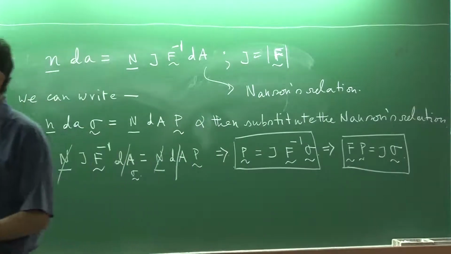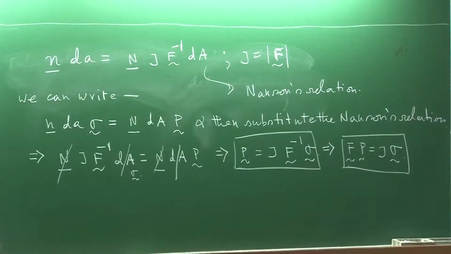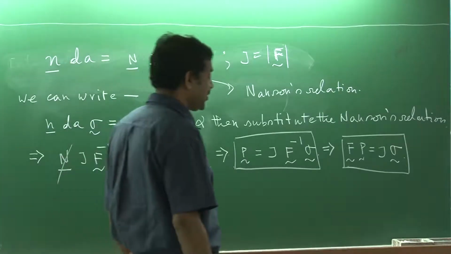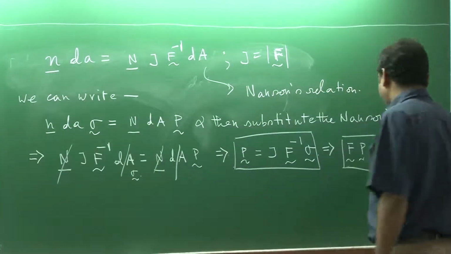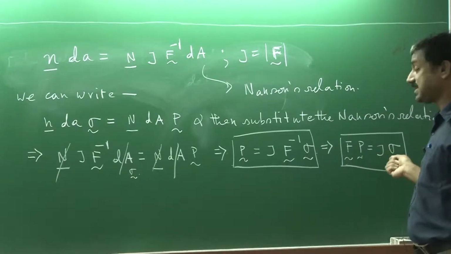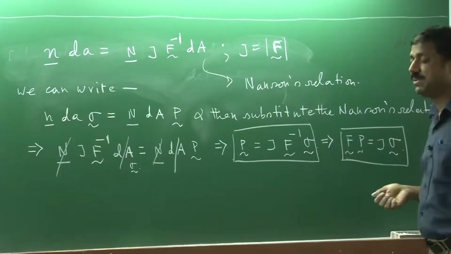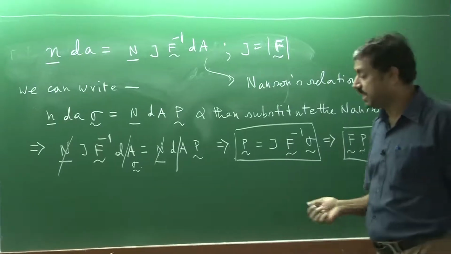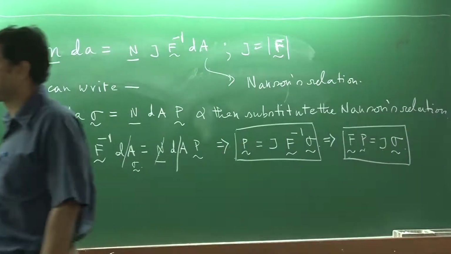So, you see the product of the first Piola-Kirchhoff stress tensor with the deformation gradient will give you the Cauchy stress tensor multiplied by the scale factor, which is a scalar J. J is nothing but the determinant of the deformation gradient. So, this is a very important relationship, please recall that.